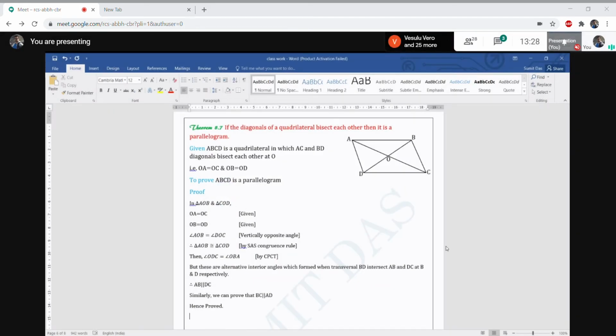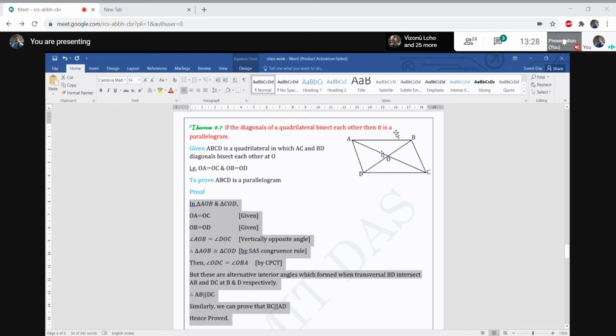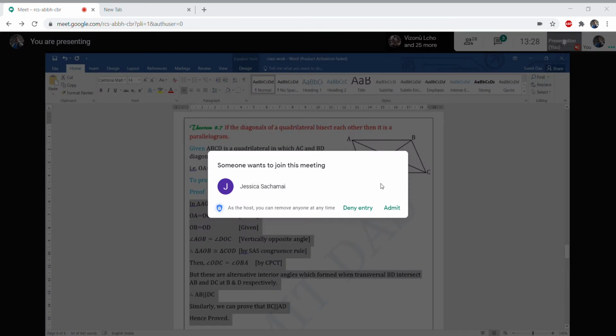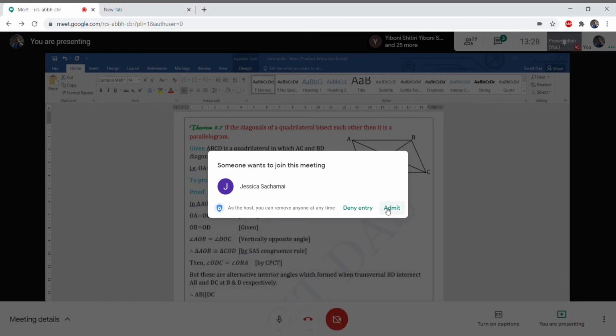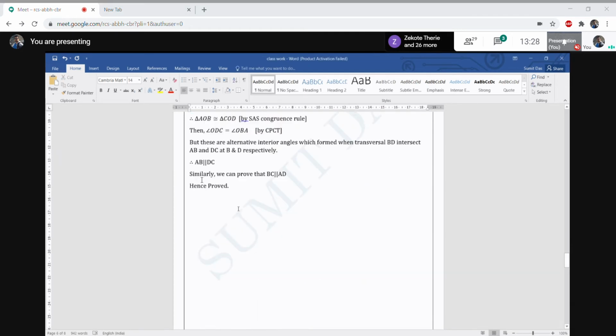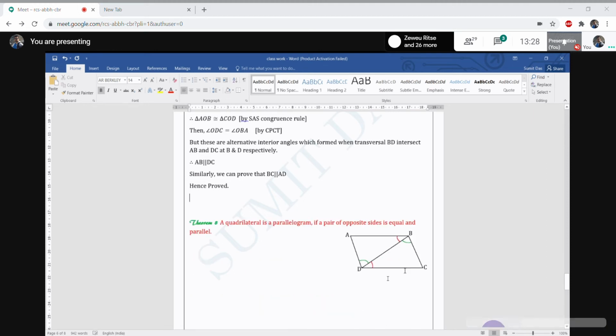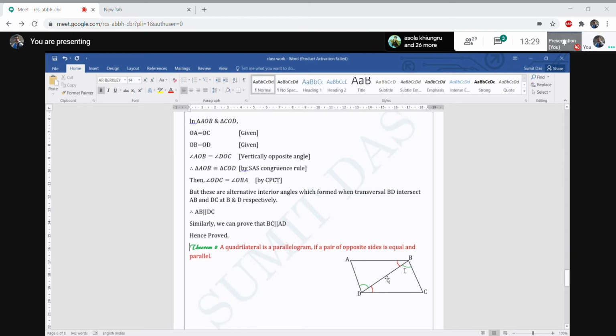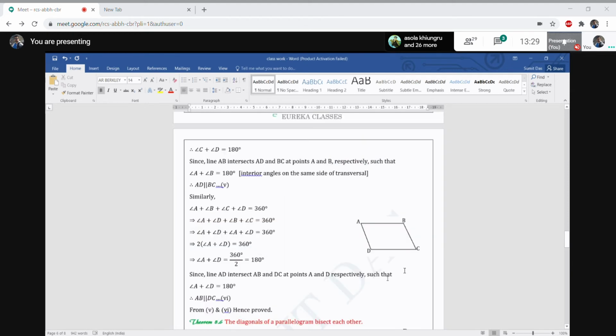Any doubt regarding this question? So simple. You just have to take these two triangles and compare their given sides and angles and then apply the congruence rule. Okay, fine. Then I'm moving towards the next theorem, almost the last theorem.